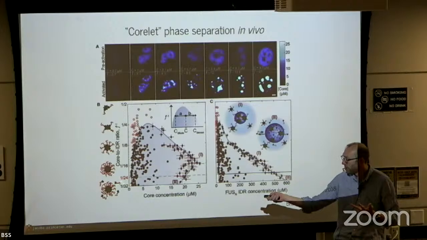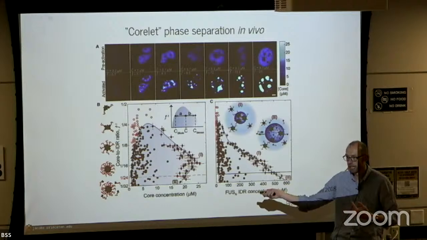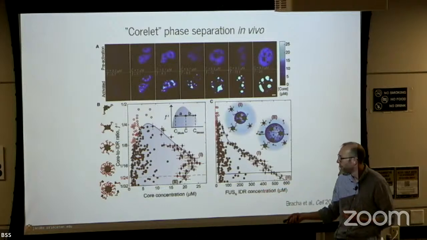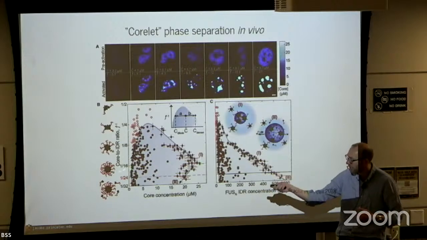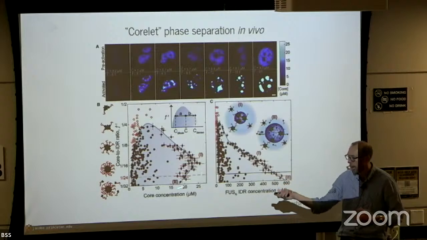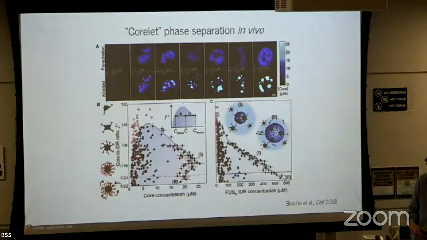And so these sticky IDRs are going to compete with these fully formed cores to reduce the concentration of the cores that are in this condensed phase. So essentially it goes beyond, we can effectively think of this as a single macromolecule and solvent picture up here, and that breaks down here.